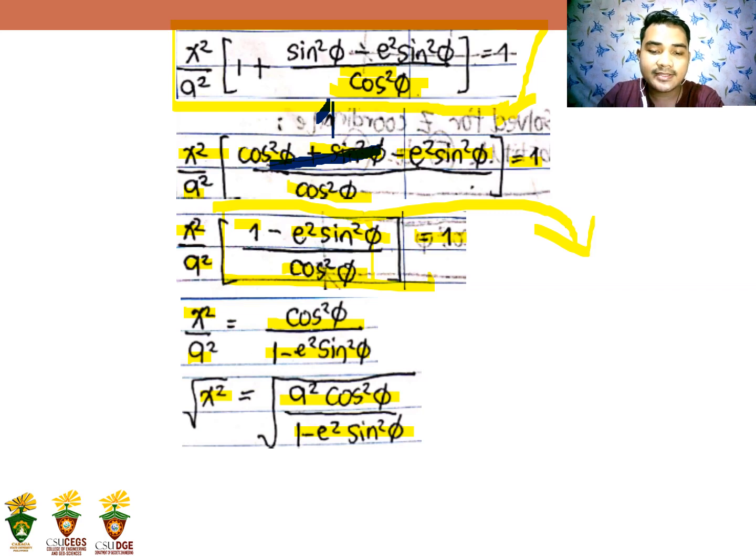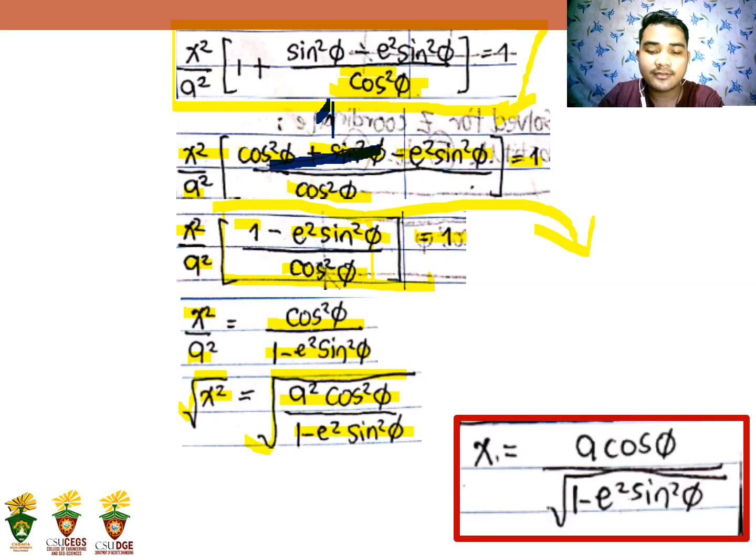Square root both sides, we can have this x is equal to a cosine geodetic latitude all over square root of 1 minus e squared sine squared geodetic latitude. So this is now the equation or the formula for getting the x coordinate value in terms of geodetic coordinate system.